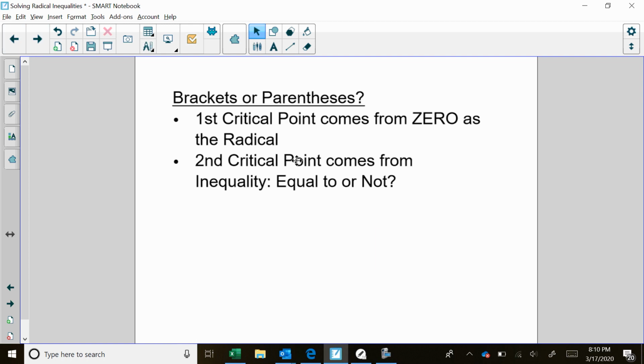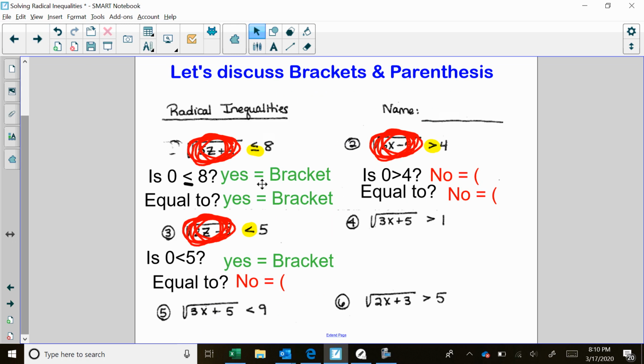So, second critical point comes from the inequality. Is it an equal to? Okay, well, let's check that out. I have them highlighted. Is that an equal to? Yes, it is. So that's a bracket. Is this an equal to? No, it's not. So that's a parentheses. Is this an equal to? No, it's not. So that's a parentheses. So that's how we're going to look at our brackets and parentheses.